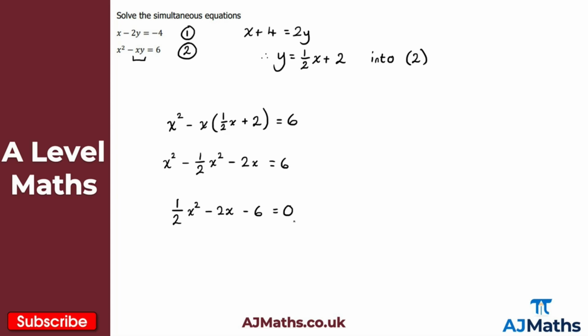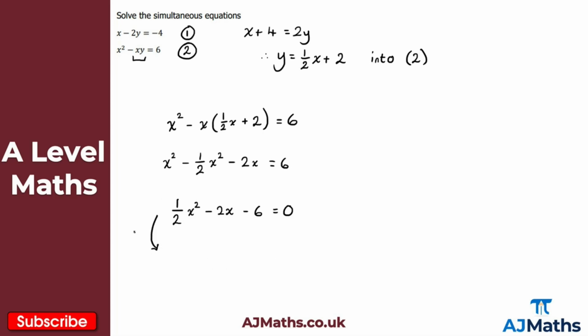Now it's up to you. You could use the quadratic formula at this point. Obviously a will be a half, b will be -2, and then c will be -6. You could do that here. If you wanted to, you could try to solve this by factorising. Now at this point, I don't want to try and factorise with this coefficient of x squared being a half. So what I'm going to do is multiply through by 2, so that the coefficient of x squared is 1. Make sure that you times everything through by 2.